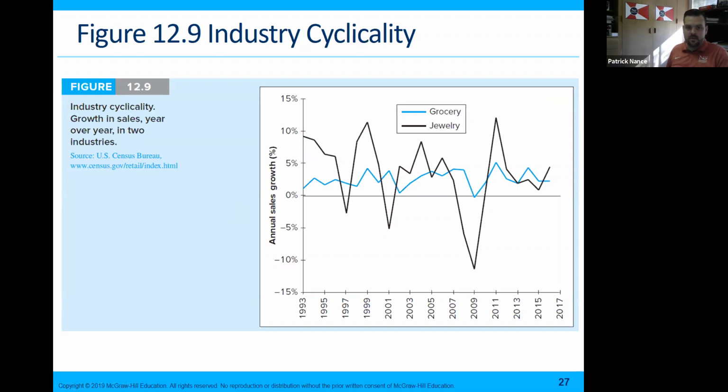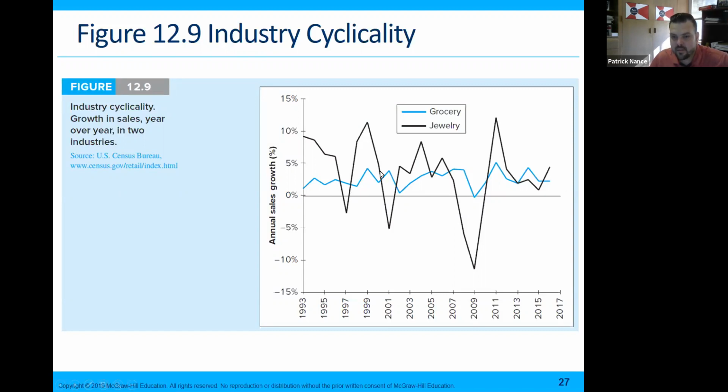Okay, so this is cyclicality of sales growth. Annual sales growth is on the vertical axis, and the years 1993 through 2017 are on the horizontal. So we have jewelry and groceries here. Jewelry starts way above, and then trends down, and goes back up, and trends down, and goes back up. You can just about see that grocery tends to stay between 0 and 5 the whole time.